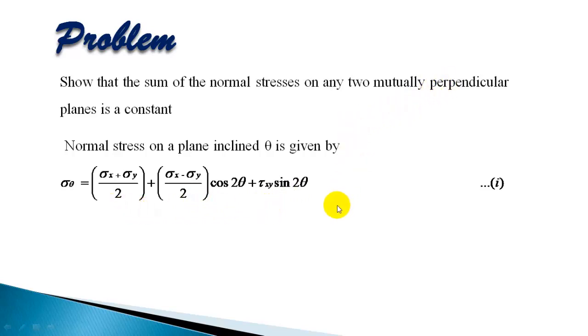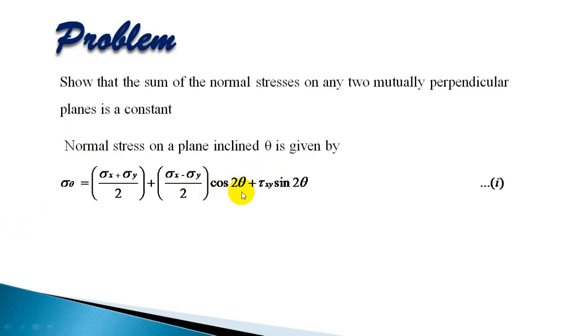Now let us consider another plane which is perpendicular to this. This theta is arbitrarily taken. Theta can be say 10 degrees or 20 degrees or whatever it is. On that plane you will get this normal stress. You just substitute for theta.